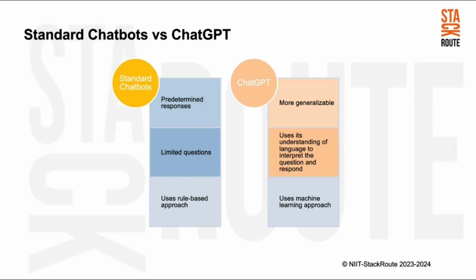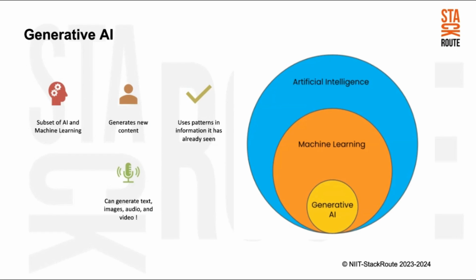Now let us look at what lies under the hood for ChatGPT. So as you can see from the diagram, ChatGPT is an example of a generative AI model. Now what is a generative AI model? It is a subset of artificial intelligence and machine learning where a model creates new content based on patterns in information it has already seen.